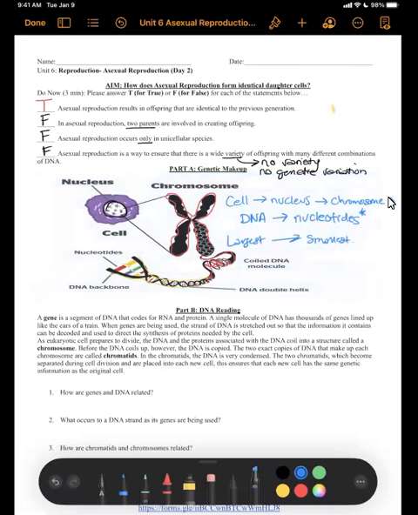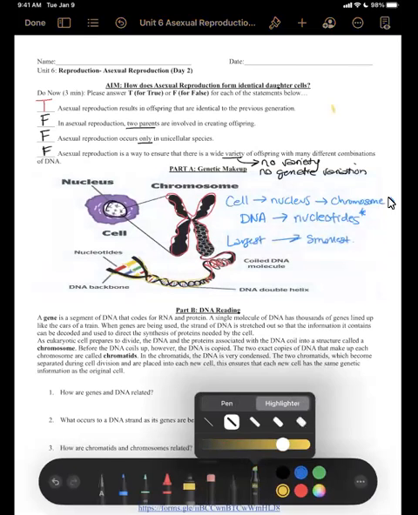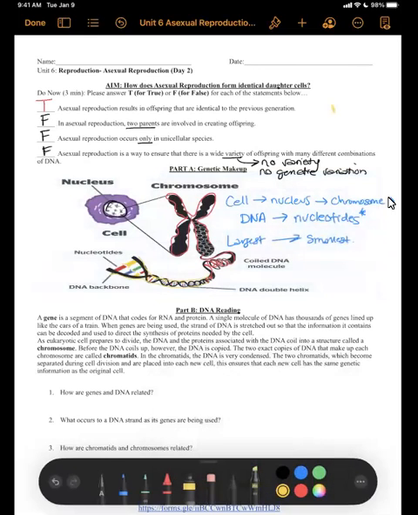All right, part B, DNA reading. A gene segment is a segment of DNA that codes for RNA and protein. A single molecule of DNA has thousands of genes lined up like the cars of a train. When genes are being used, the strand of DNA is stretched out so that the information it contains can be decoded and used to direct the synthesis of proteins needed by the cell. All right.